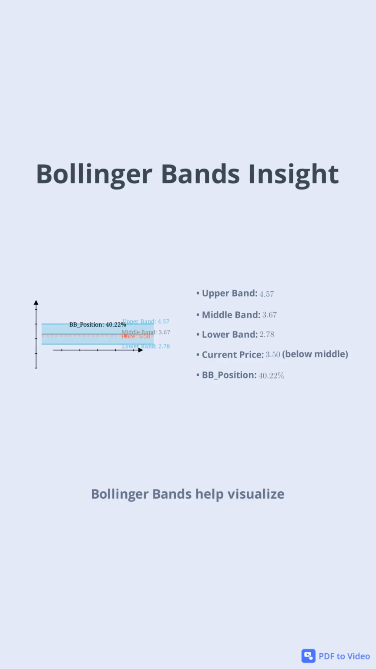Bollinger Bands help visualize volatility and potential price extremes. For SPCE, the upper band sits at 4.57, the middle at 3.67, and the lower at 2.78 with a bandwidth of 0.487. The current price is closer to the middle band, suggesting a neutral stance but with room for volatility. The BB position at 40.22 indicates the price is below the midpoint of the band range. This setup hints at a possible consolidation phase, but with volatility still present, sharp moves can't be ruled out.